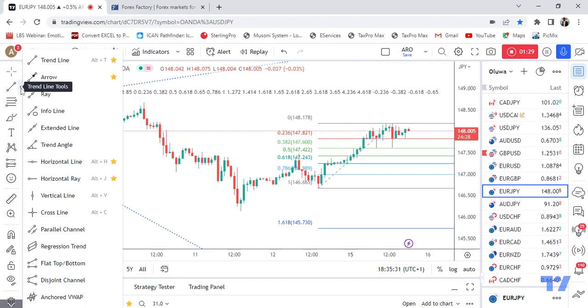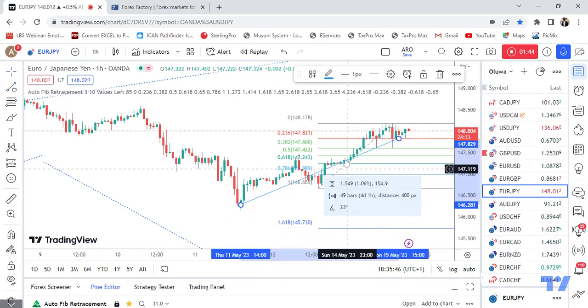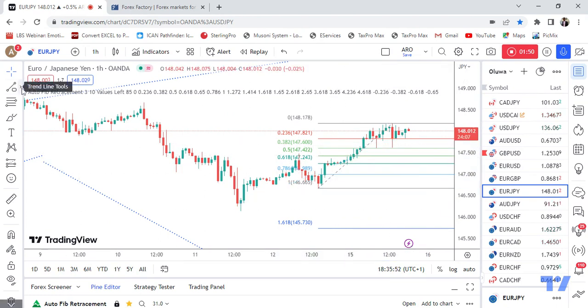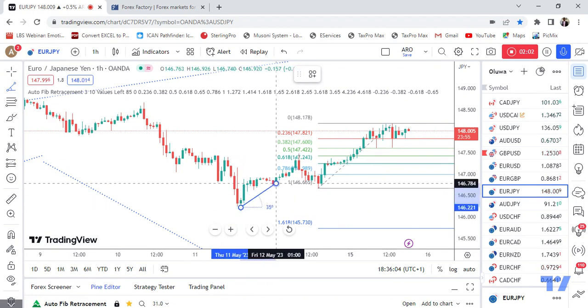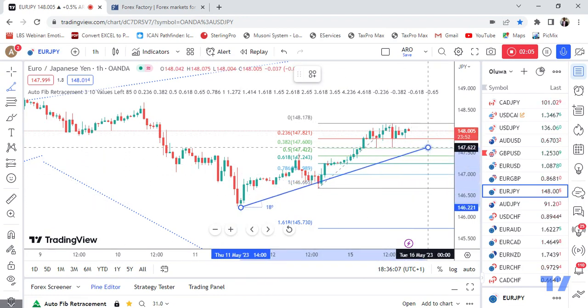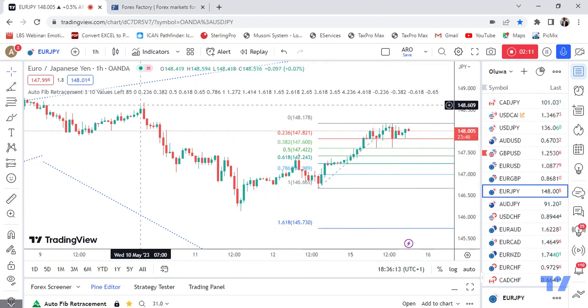Under trend line tools, we have trend line, we have arrow, we have ray, we have info line. That is when you draw a trend line, there's going to be information that you can insert on that particular trend line. We have extended line, we have angle trend. This angle trend, you can use this to make an angle trend.